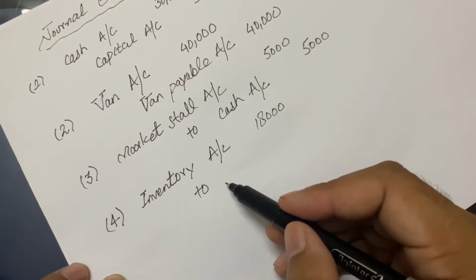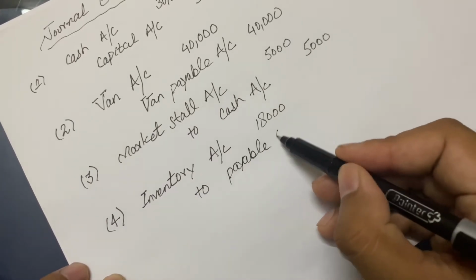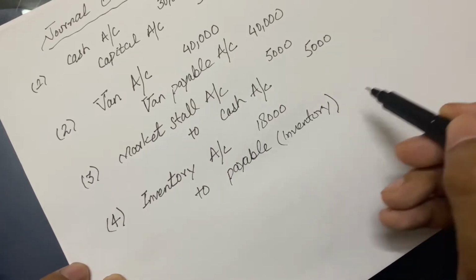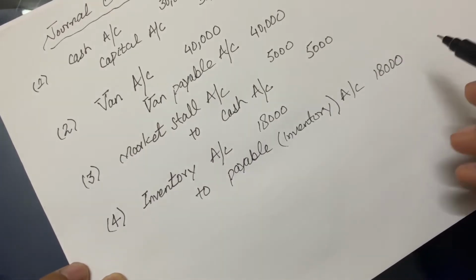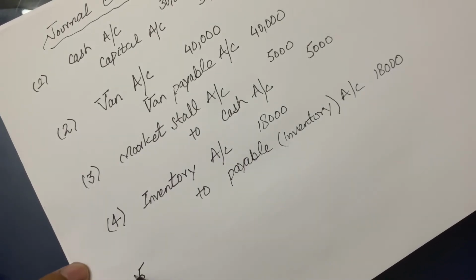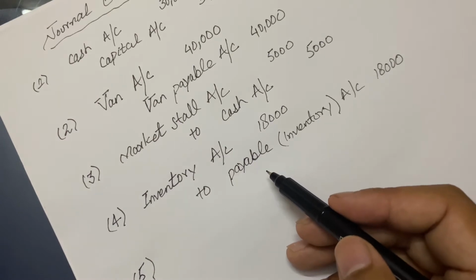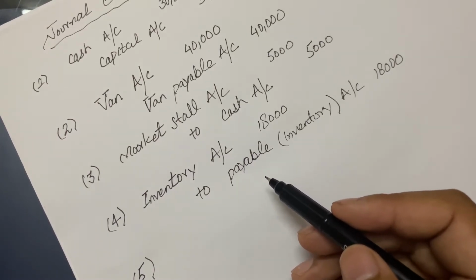to payable. So we mention here payable for inventory with an amount of 18,000 rupees. Again, payables are liabilities, so whenever there is an increase in liability, it will be credited.